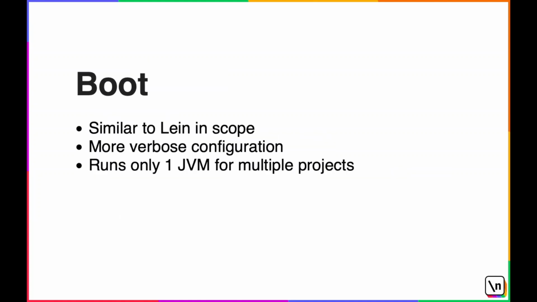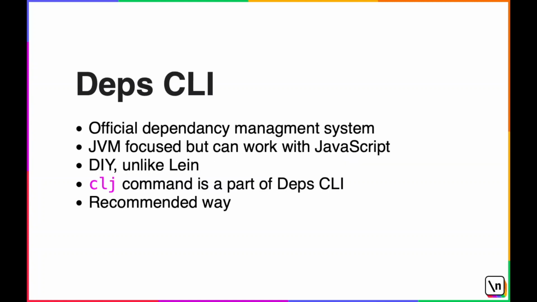Boot is similar to Lein in scope, with the added advantage that it only runs one JVM for multiple applications. With Boot, you might have 15 applications running, but only one instance of the JVM will be used. Boot configuration is more verbose than Leiningen, and some people prefer it because of that. The official solution to manage dependencies is deps CLI. It is not as mature or as old as Boot or Lein, but it is the recommended way going forward.